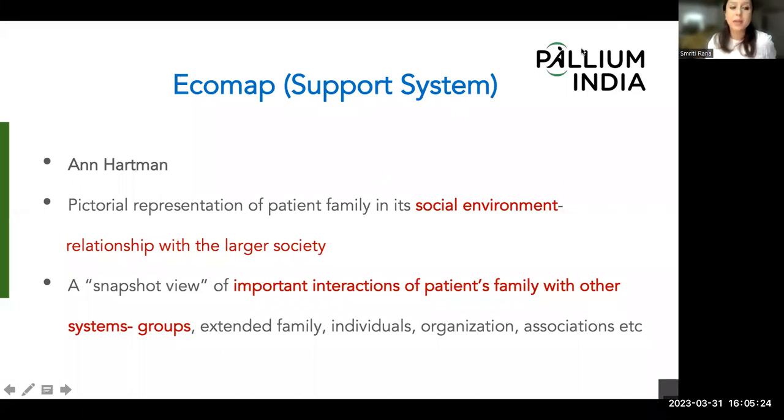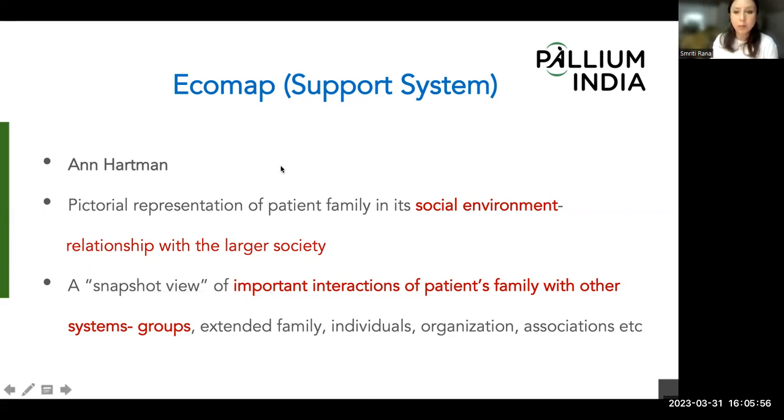It's a pictorial representation of the patient's family in its social environment and its relationship with the larger society. It's a snapshot view of important interactions of the patient's family with other systems and groups: extended family, individuals, organizations, associations, etc. It tells me how strong the family is in terms of getting support socially, or how isolated the family is. Sometimes some diseases are stigmatizing. It might isolate the family further. It might exacerbate the problem.